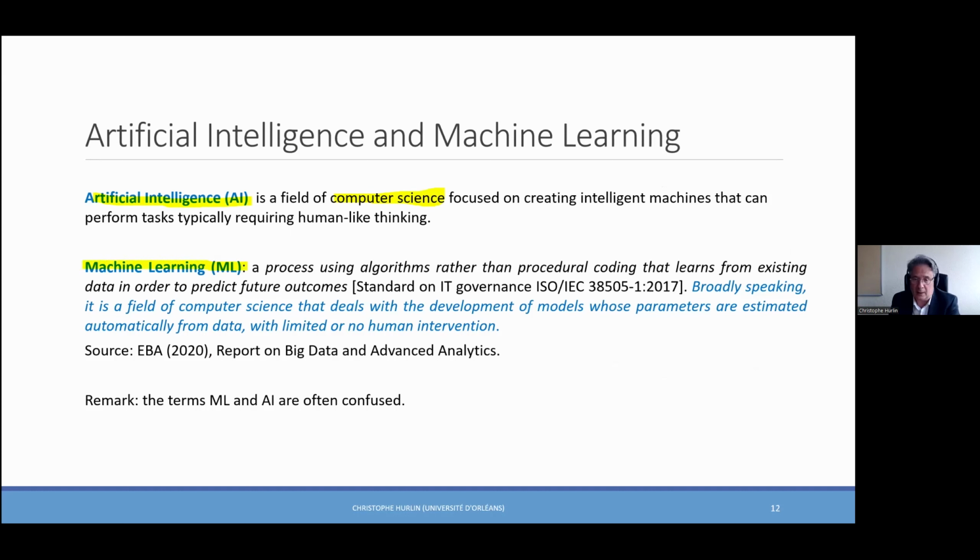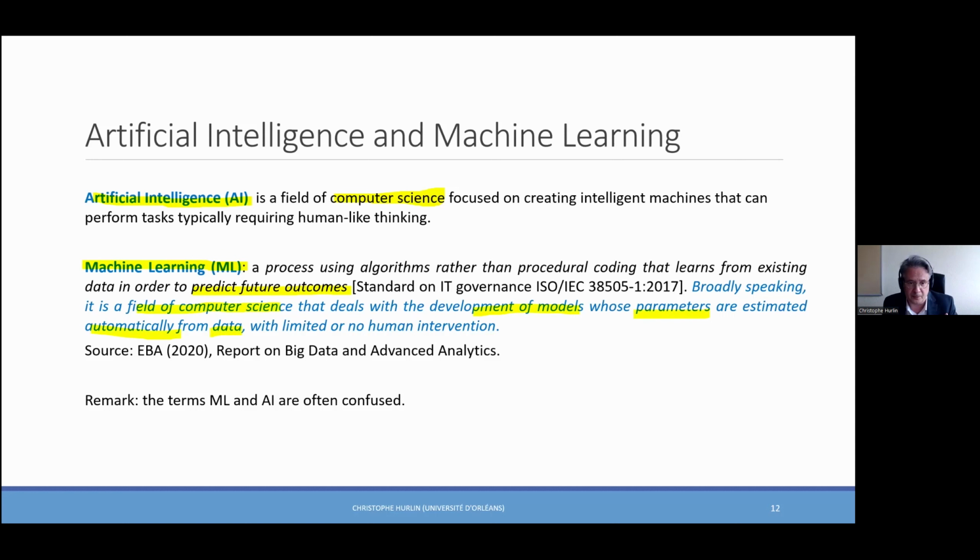machine learning, a process using algorithms rather than procedural coding that learns from existing data in order to predict future outcomes. Broadly speaking, it is a field of computer science that deals with the development of models whose parameters are estimated automatically from data with limited or no human intervention. There are many terms in this definition. What are the most important terms?